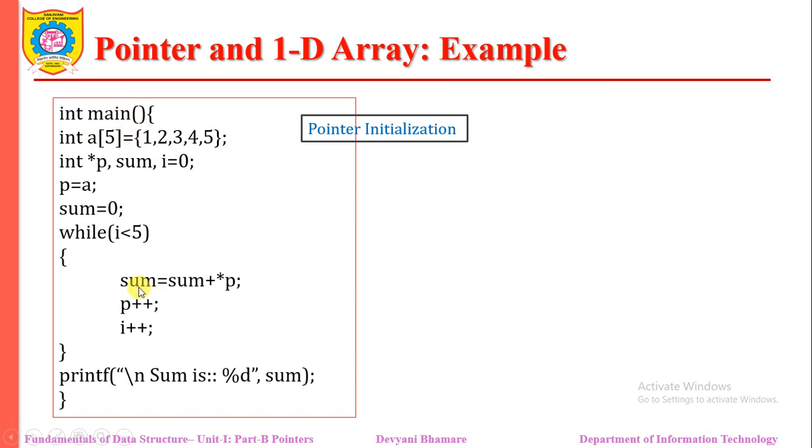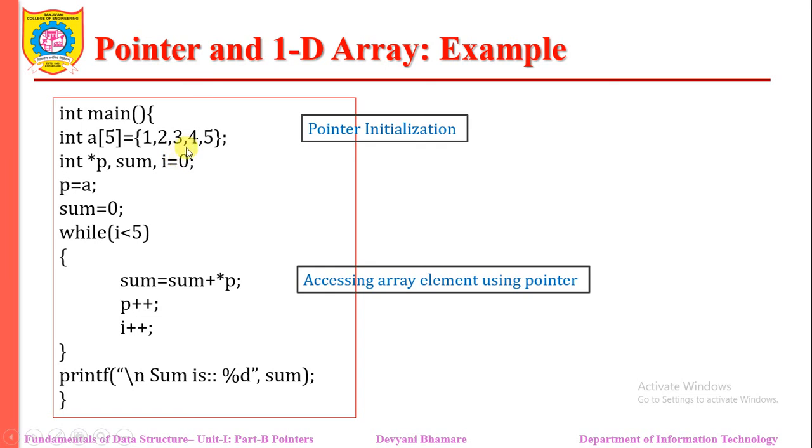How does it happen? Here, it happens with the help of pointers. What is the value at P? As P is pointing to A of 0, the value is 1. So 1 will be added to 0, that means 0 plus 1 is 1. P is increased by 1, so P points to 2. Then 1 plus 2 is 3. Then P is increased by 1. 3 plus 3 is 6. P is increased by 1. Then 6 plus 4 is 10. P is increased by 1. 10 plus 5 is 15. Accordingly, we get the result 15. That means here we are accessing the array elements using a pointer, and the pointer has to be increased every time to trace out the next element of that array.